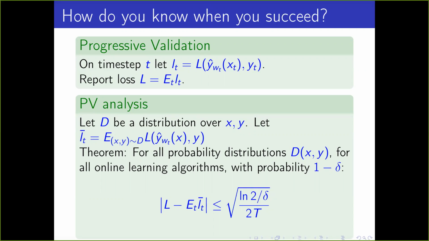If you want to be guaranteed to get a good predictor out of your learning algorithm, you need a two-step process where you first achieve something with a small progressive validation loss, and then you pick one of those time steps, little t, at random. So this is known as an online to batch conversion.